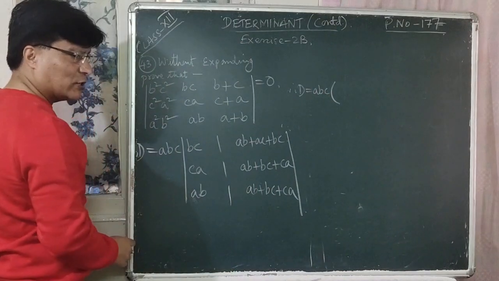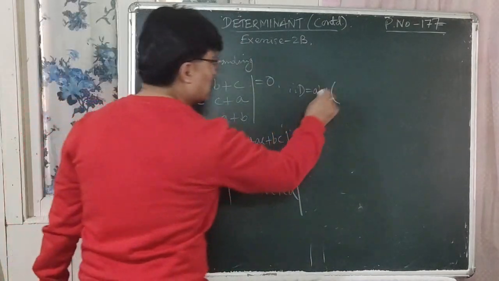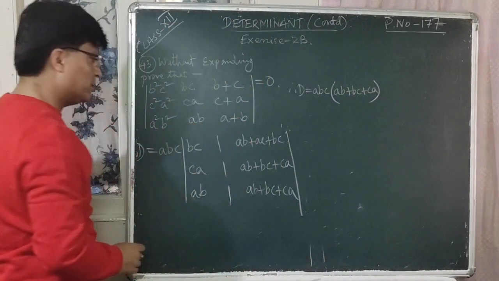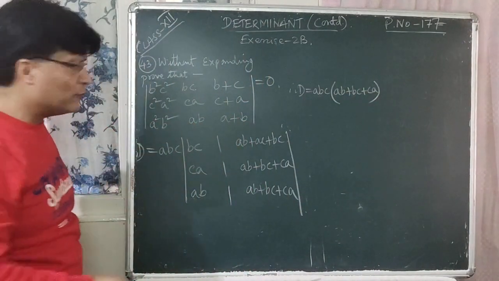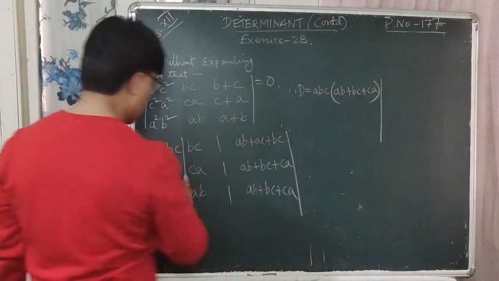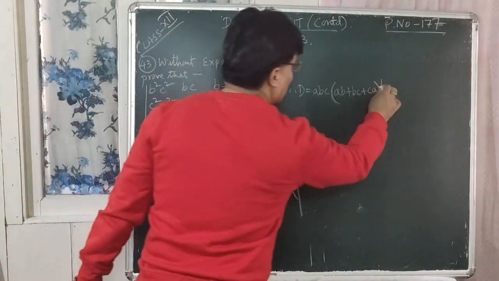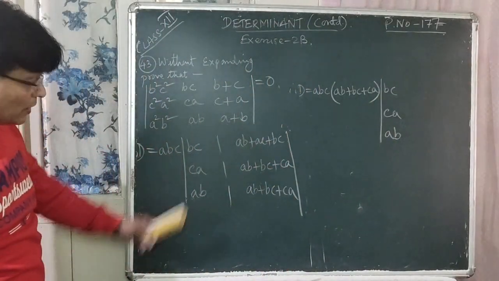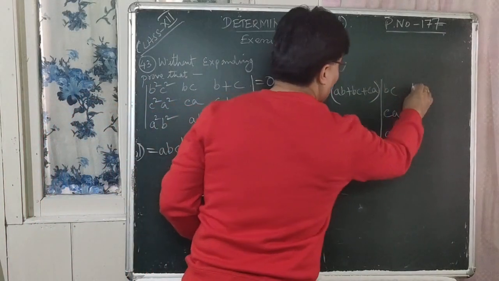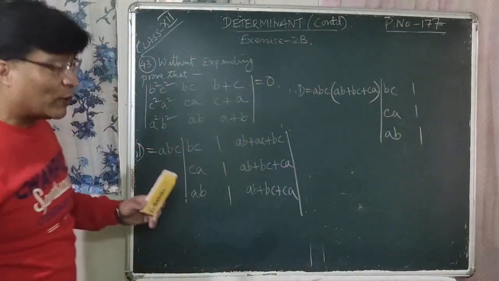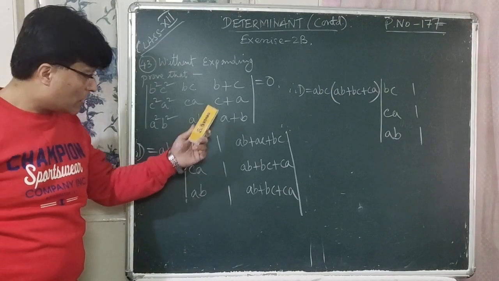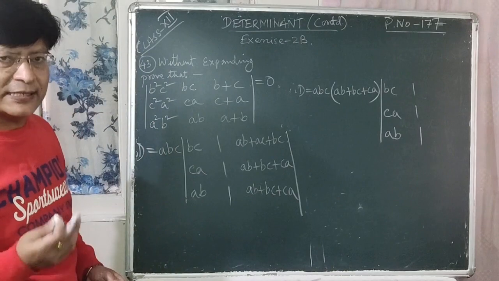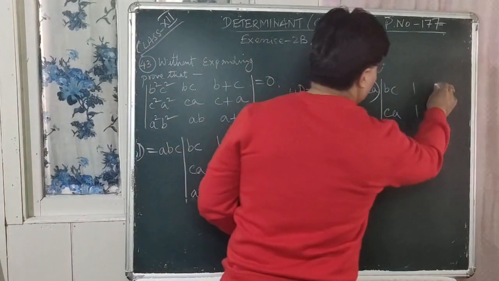So within bracket, what is common here? AB plus BC plus CA is taken common. Now first column remains same. What is the first column here? BC, CA, AB, right? Second column also remains same, 1, 1, 1. Now what is the new third column? From the third column we have taken AB plus BC plus CA as common. So it will be 1, 1, 1.